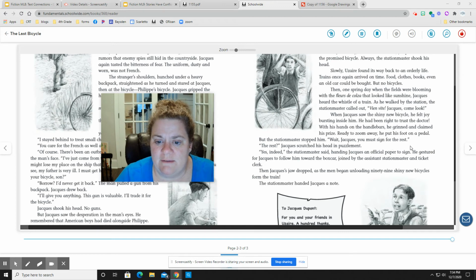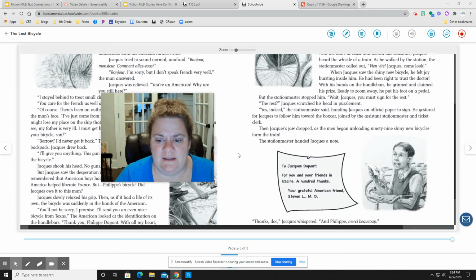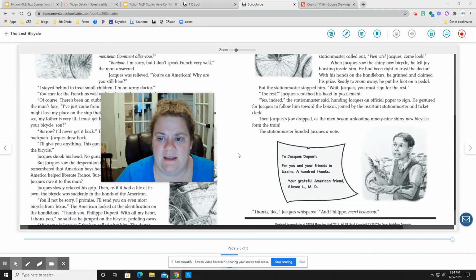"Wait, Jacques, you must sign for the rest." "The rest?" Jacques scratched his head in puzzlement. "Yes, indeed," the station master said, handing Jacques an official paper to sign. He gestured for Jacques to follow him toward the boxcar, and he was joined by the assistant station manager and the ticket clerk. Then Jacques' jaw dropped as the men began unloading 99 shiny new bicycles from the train.